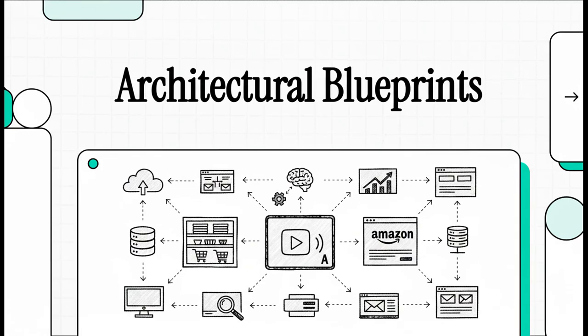You ever look at a massive app like Netflix or Amazon and just wonder, how does that even work? Well, it's not just a mountain of code, you know? There's a plan, a blueprint. Every single great piece of software has an architecture that dictates exactly how it's built, how it runs, and maybe most importantly, how it's going to grow.